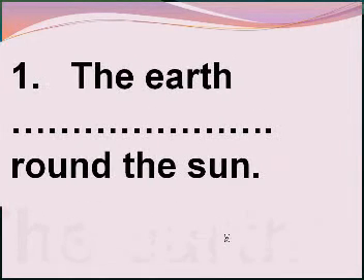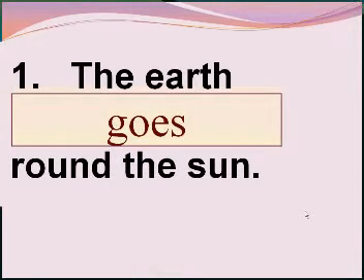Number 1, the Earth blank round the Sun. If I see the words earth and sun, of course I should understand I'm talking about a fact, perhaps a scientific fact. So I should normally think of what kind of tense? Of course, the present simple tense. So the earth goes round the sun.